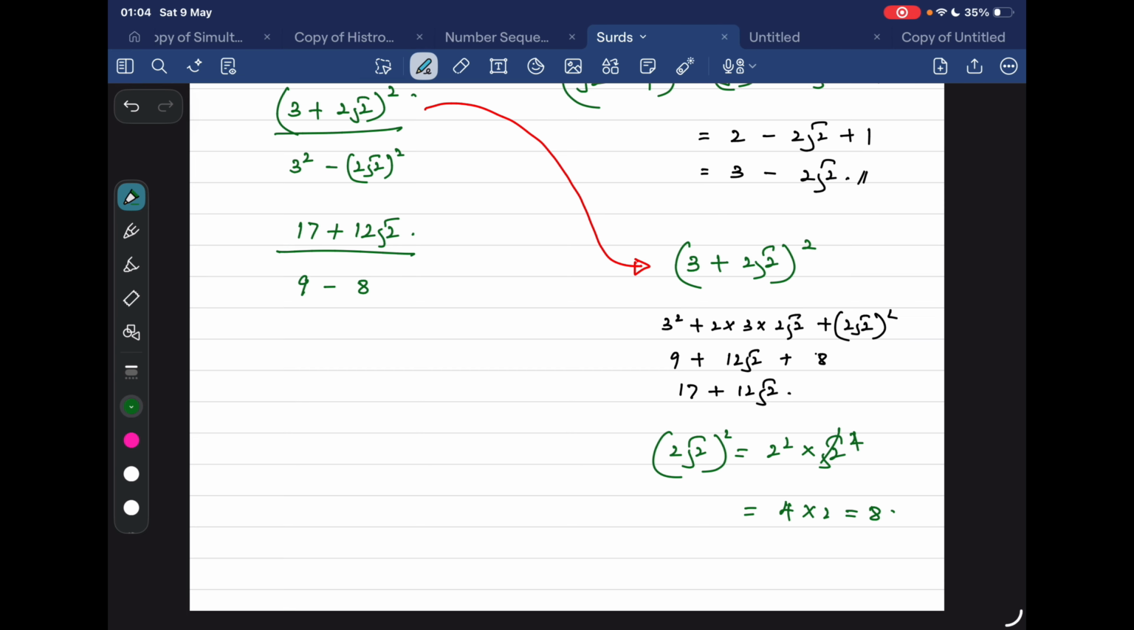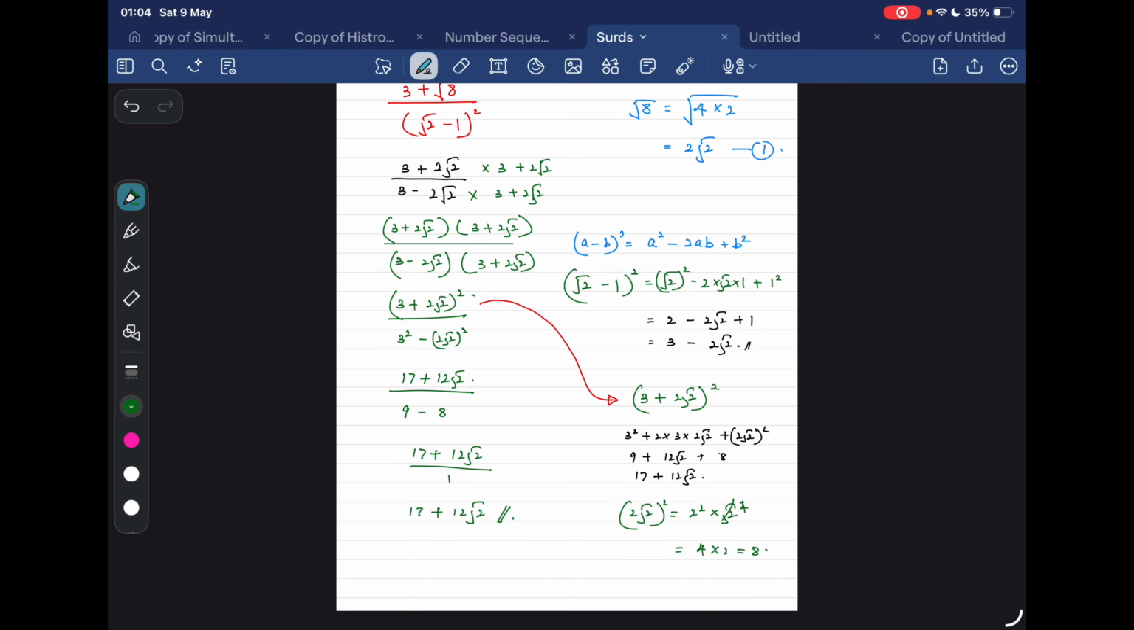So 17 plus 12 root 2 and 9 minus 8 is 1, fortunately. So then what would be the final answer? 17 plus 12 root 2. This should be the final answer.